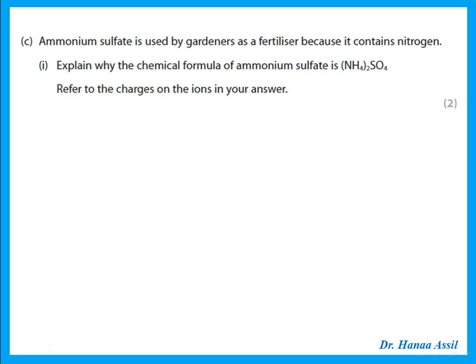Ammonium sulfate is used by gardeners as a fertilizer because it contains nitrogen. Explain why the chemical formula of ammonium sulfate is this. How do we write the chemical formula? He's saying refer to the charges on the ions. And I'm going to remind you that the charges on the ions are the same as the valency. So, do you remember what's the valency of ammonium?